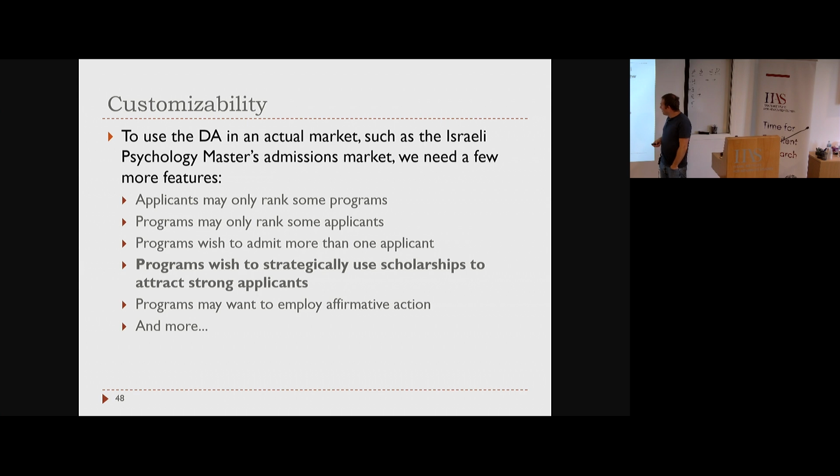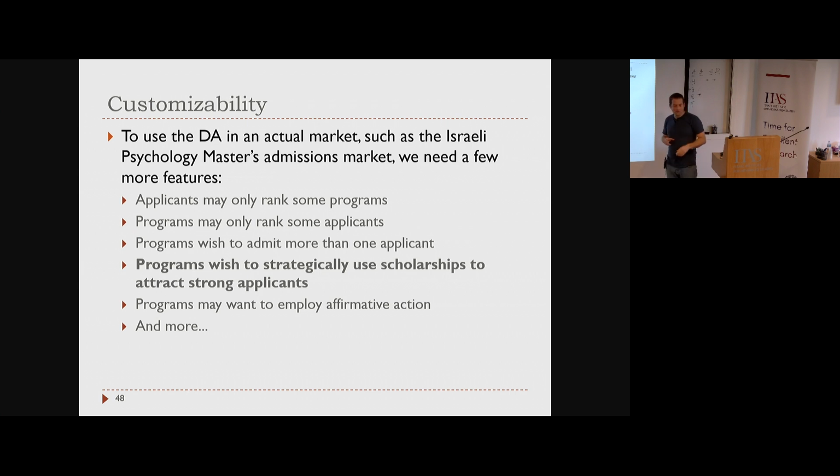So what happens if programs want to actually use scholarship to attract applicants? We let them split the programs into a program with scholarship and without scholarship, and the applicants can rank both of those. That way I can say that my first option is Bar Ilan with a scholarship, my second option is Tel Aviv with a scholarship, third option is Bar Ilan without a scholarship. So I might prefer to get a scholarship than to get into Bar Ilan.